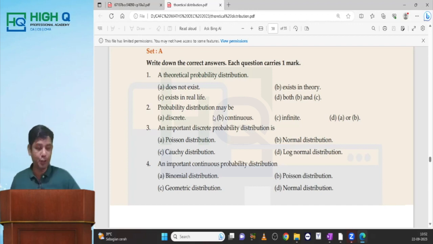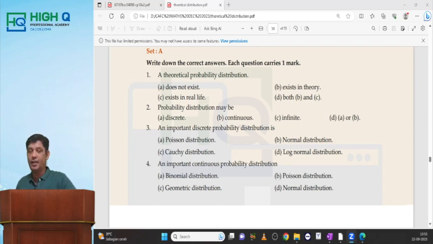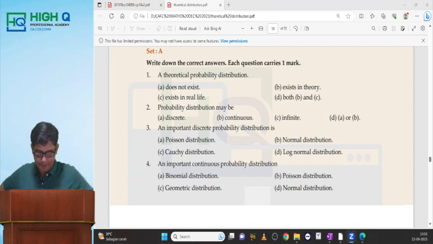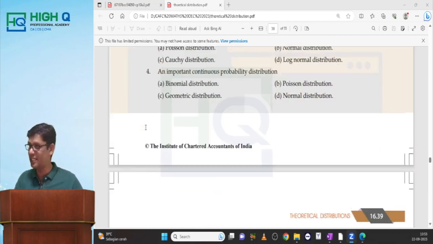A theoretical distribution does not exist in theory, exists in real life, both B and C. I told you, a probability distribution can be discrete or it can be continuous. An important discrete probability distribution is the Poisson distribution, because binomial and Poisson are the only two discrete ones. Here binomial is not given, so Poisson. An important continuous probability distribution is the normal distribution, which we have not discussed so far.